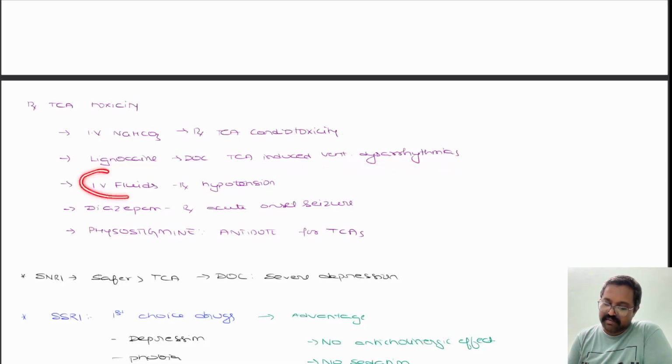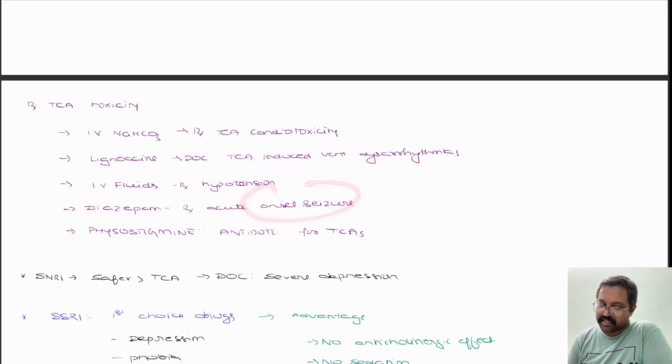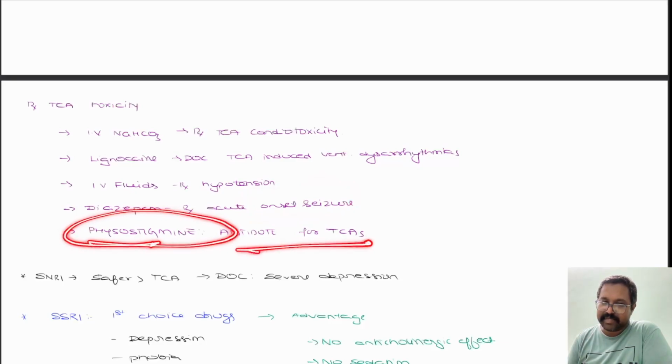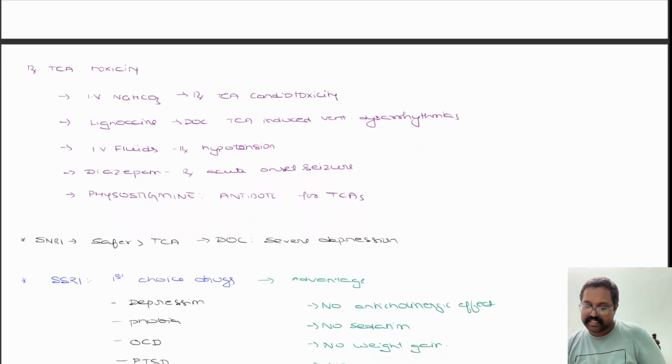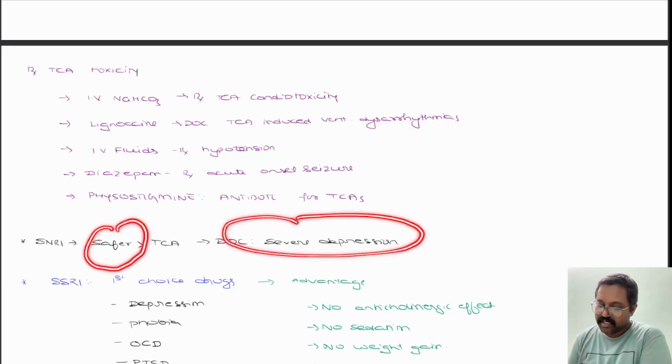dysrhythmias. IV fluids are used to treat the hypotension, diazepam is used to treat the convulsions, and physostigmine is the antidote for tricyclic antidepressants. So SNRIs, when compared with the TCA, are much safer and the drug of choice for severe depression.